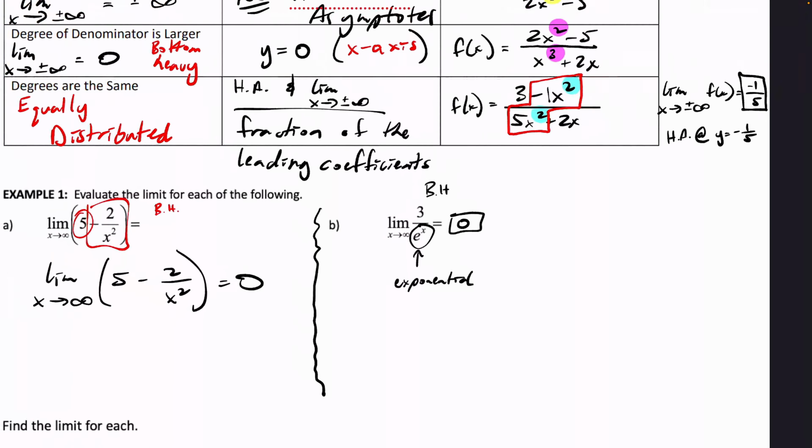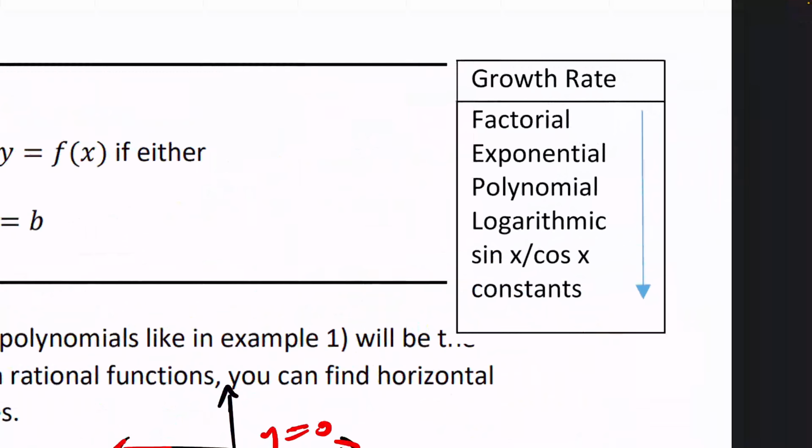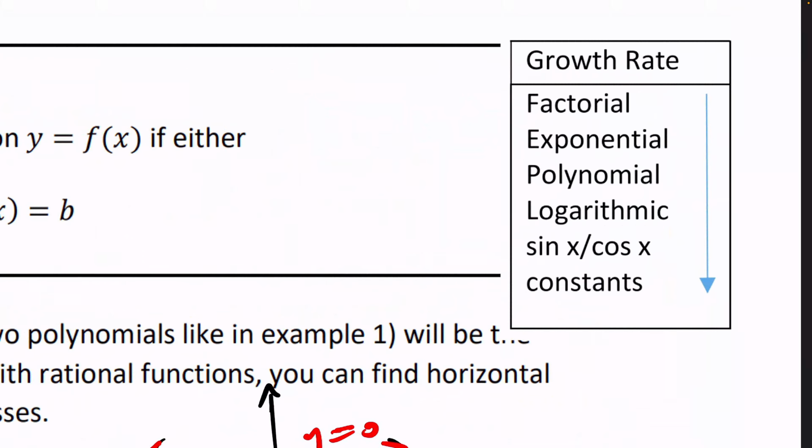So you're going to be doing a lot of this. And I'll stop right now for a second because I want to talk about the types of growth rates. Growth rates mean how fast things grow. So the top of the list grows the fastest. The bottom of the list grows the slowest. So factorials, you don't see them in here. You see them more in stats. You will never see a factorial in this class. So it does grow the fastest, but it's not something you have to worry about.